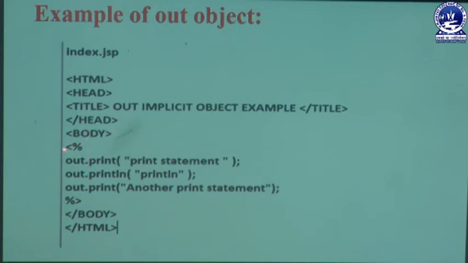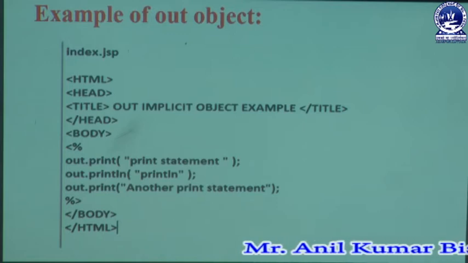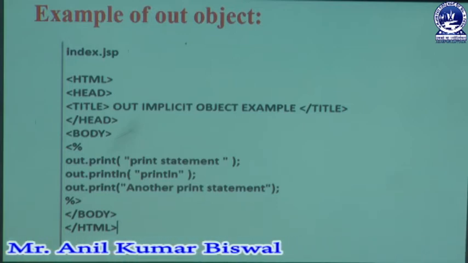In the body section we use a scripting element, the scriptlet tag, where we write some JSP statements like out.print. Here out is the implicit object and print is a method, in which we print our message. Then we use out.println. Here the ln has no effect in JSP, because it does not create a new line at execution time, but in HTML we use the BR tag, the break tag.